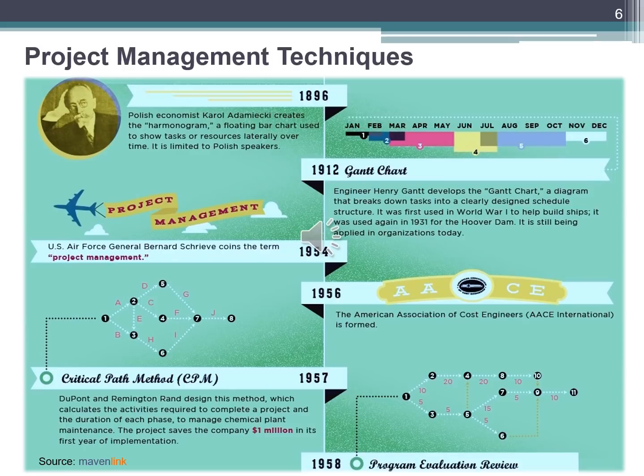DuPont and Remington Rand designed this method, which calculates the activities required to complete a project and the duration of each phase. Used to manage chemical plant maintenance, the method saves the company $1 million in its first year of implementation. A year later, the Program Evaluation Review Technique, PERT, was invented.